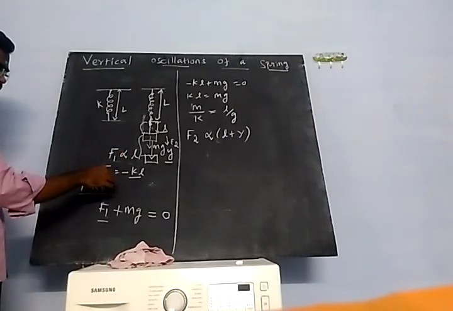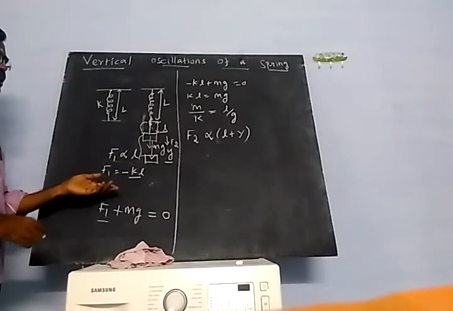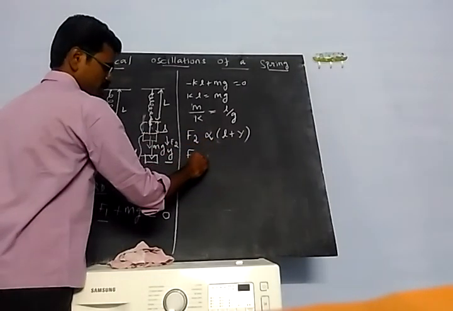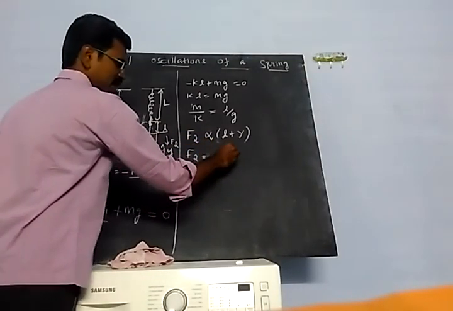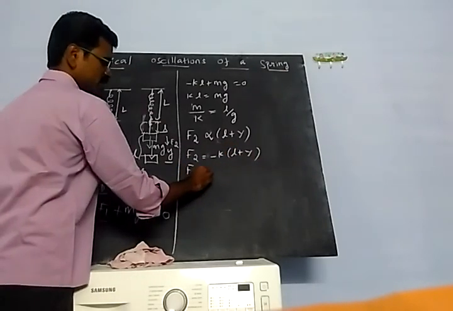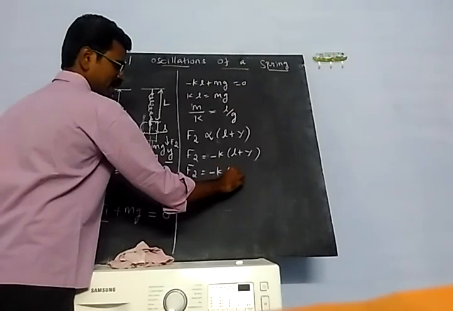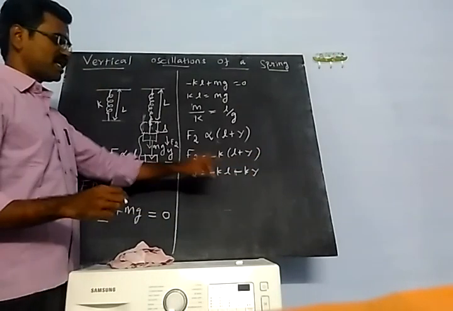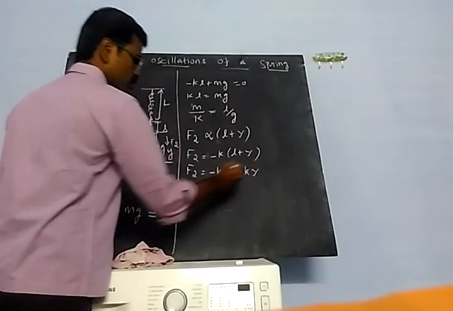Then next what can we do? F1 is equal to minus Kl. Now you can apply the same, so F2 is equal to minus K times l plus y. Then F2 is equal to minus Kl minus Ky.